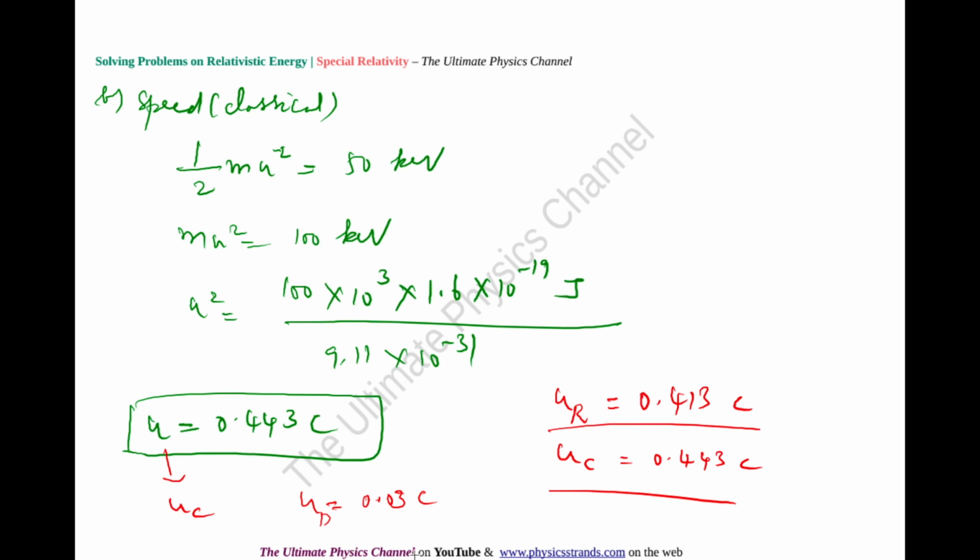So in such cases, we have to see that the relativistic expression for the speed is more suitable because the speed is nearly half the speed of light. So using the relativistic expression is more accurate in such scenarios. That is the conclusion we can arrive at.